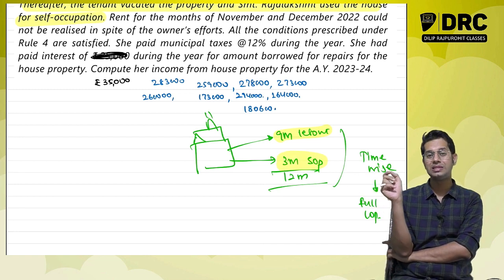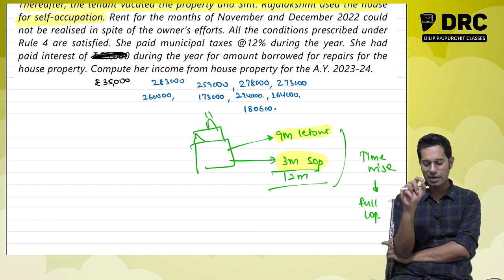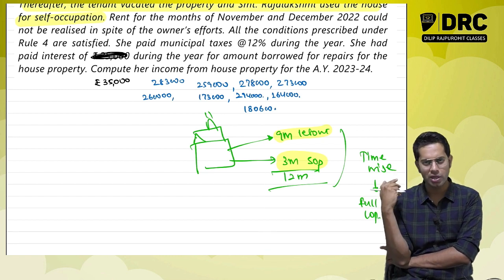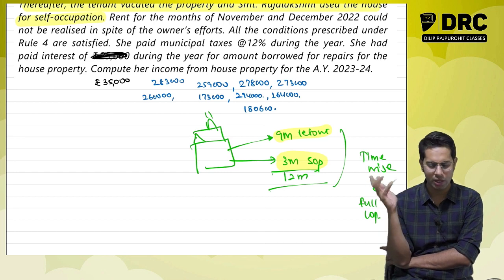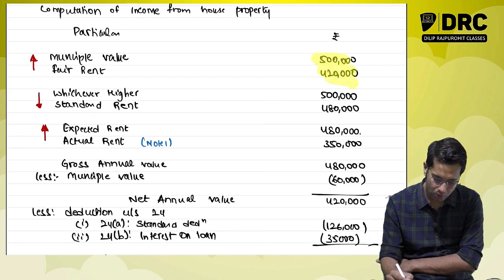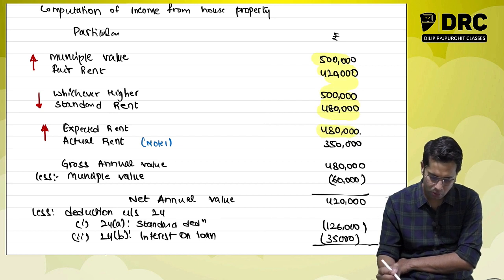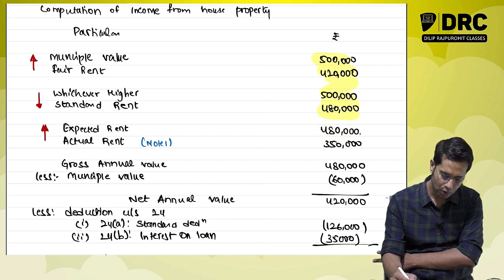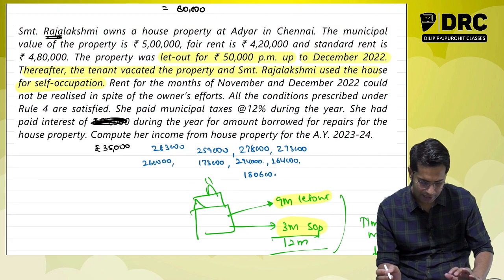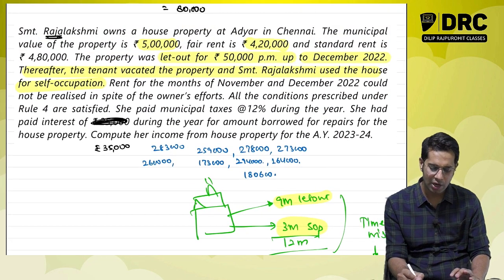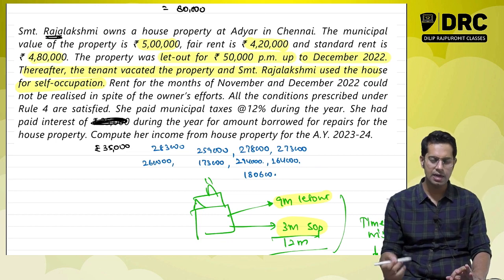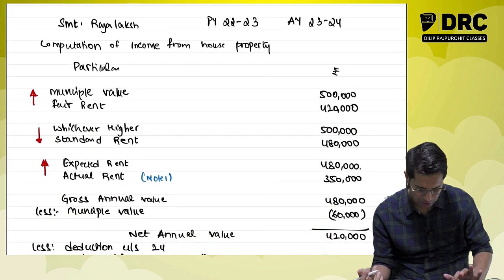Now, this property is let out time-wise, partly self-occupied, time-wise. In such a case, what are you required to do? You are required to treat the property as let out for the full year. Accordingly, you are required to compute the income from house property. Whatever you are going to take, you are going to take completely, as if the property was let out for the full year. Meaning, municipal value they have given is 5 lakh rupees. You are required to take 5 lakh. 4,20,000 fair rent. 4,80,000 rupees is the standard rent, which you are supposed to take.